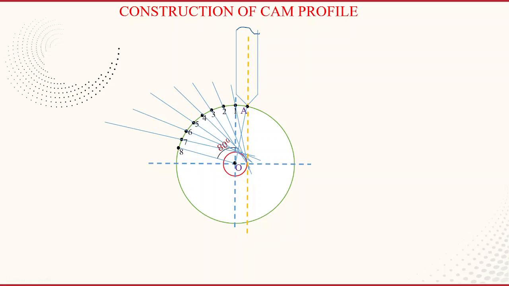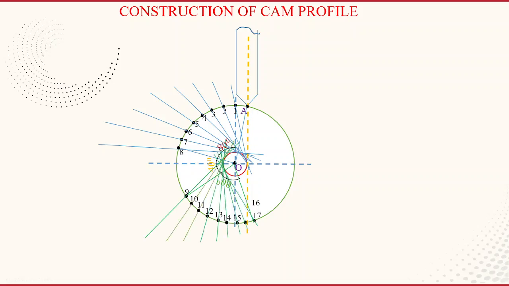Next, you measure the dwell period, that is 40 degrees. From this line 08, take the 40 degree angle and draw another line. Now this acts as the dwell. Next, for the return stroke, from this line take another 80 degrees and draw the line representing the return stroke. The return stroke is also divided into 8 equal parts and the numbers are assigned, that is 9, 10, 11, 12, 13, 14, 15, 16, 17. Then you draw the lines passing through these points and tangent to the offset circle. Now you can see that.